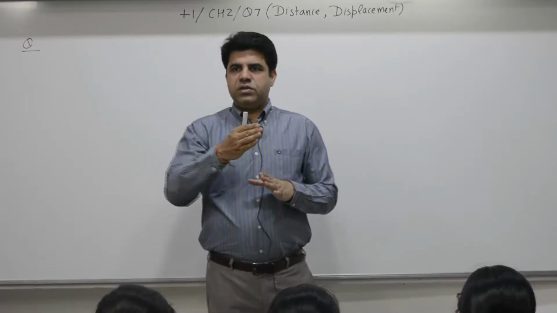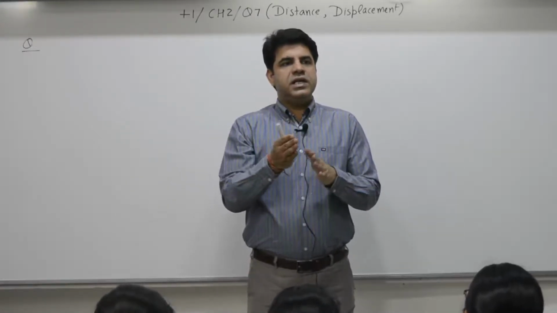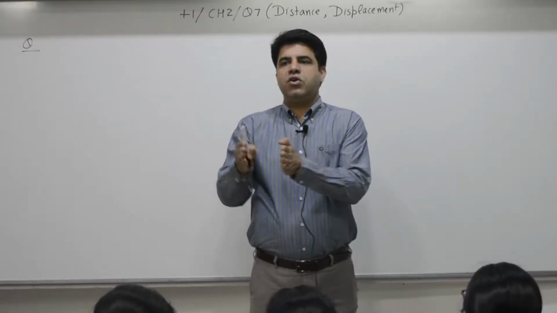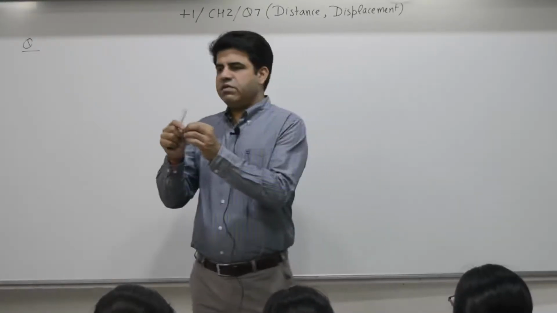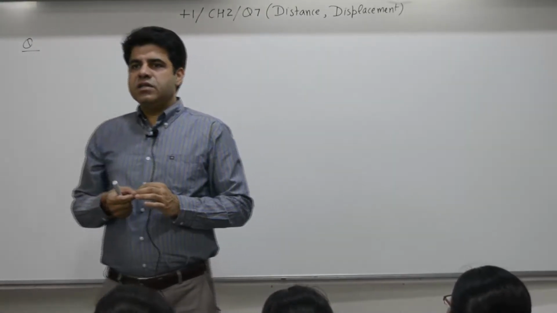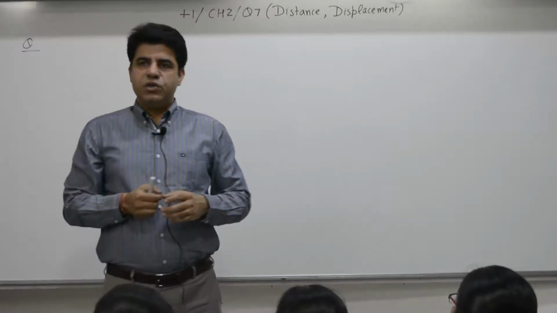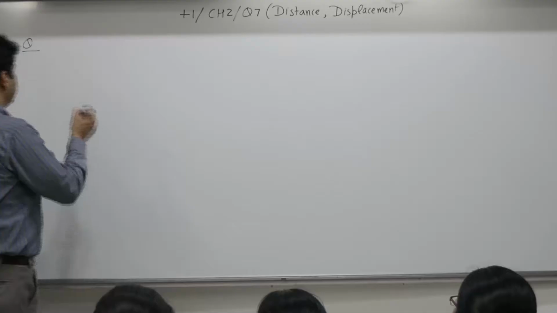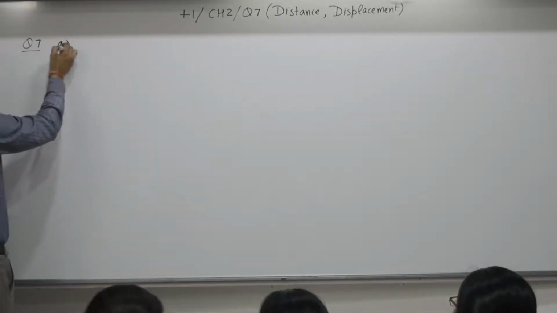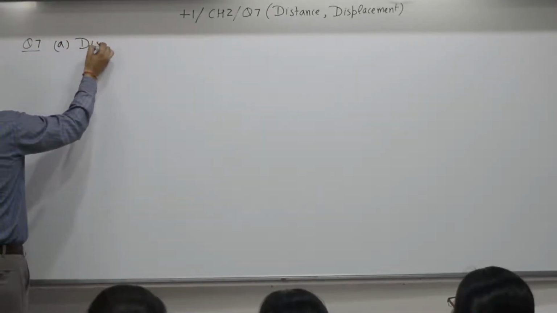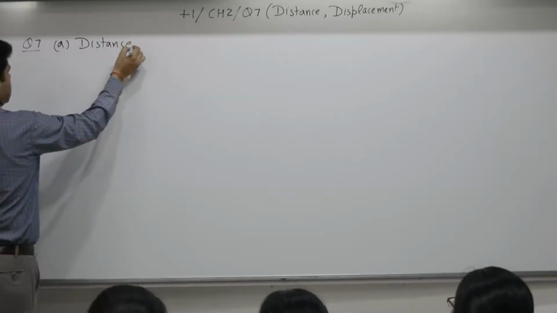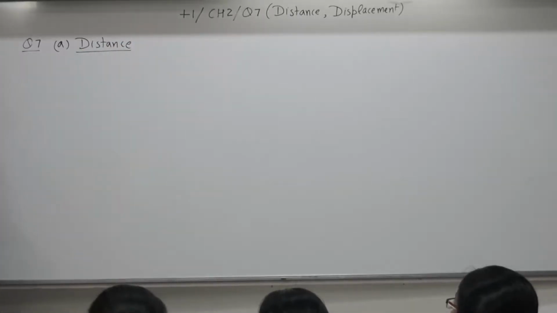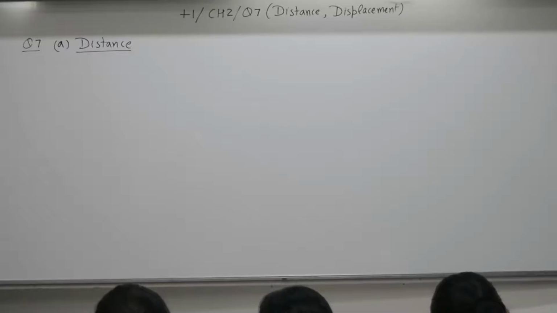By road, when you go, it is as per availability on a track. But when you travel by air, then shortest distance between the two, if there is a route permitted for that. So distance is what? First part, distance. Distance is the total length of path covered in a given time. That means total path.